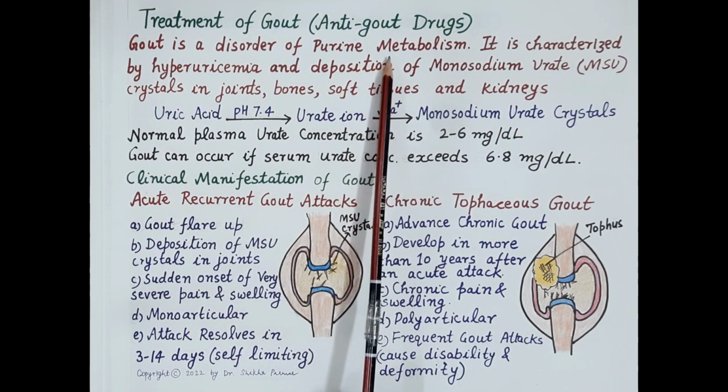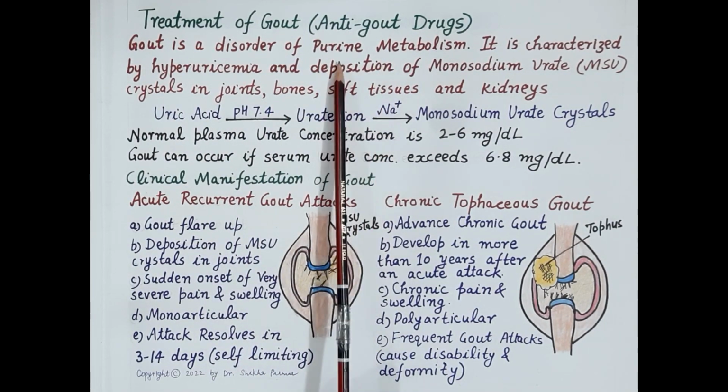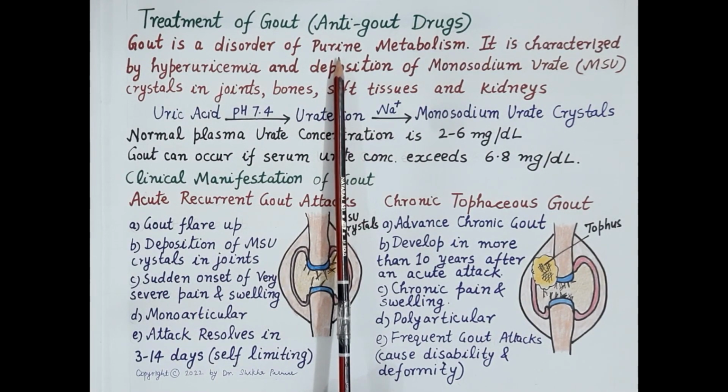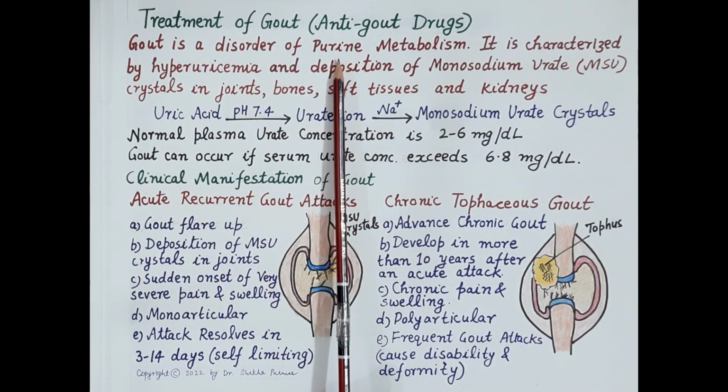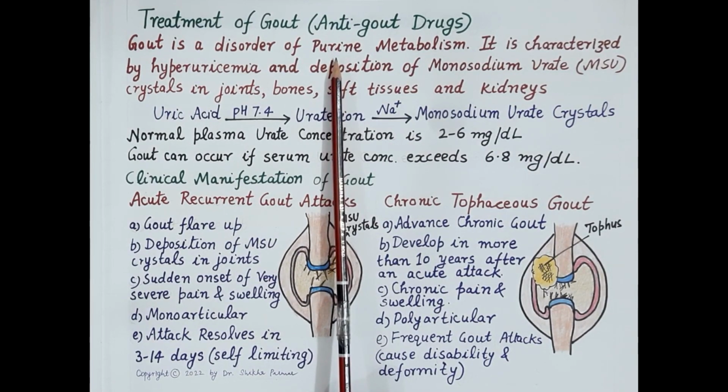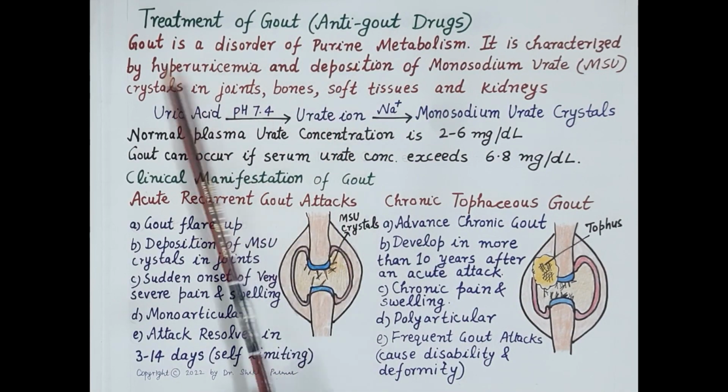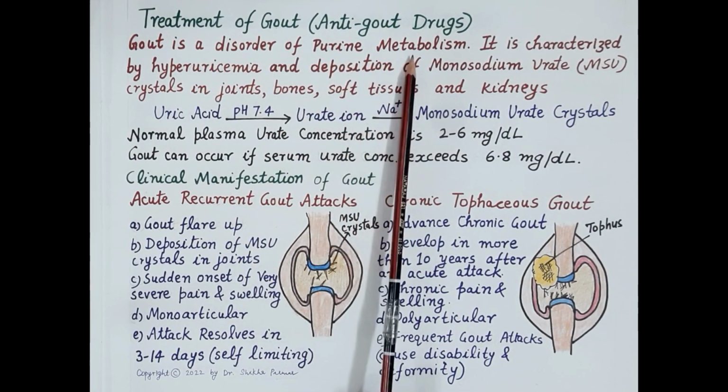Gout is a disorder of purine metabolism. Now as we know, purines are nitrogenous bases, namely adenine and guanine. Now these purine bases are used for synthesis of nucleotides. And these nucleotides are further required for the synthesis of DNA and RNA. So, gout is a disorder of purine metabolism.